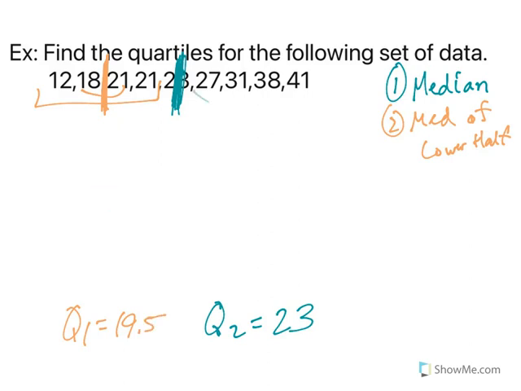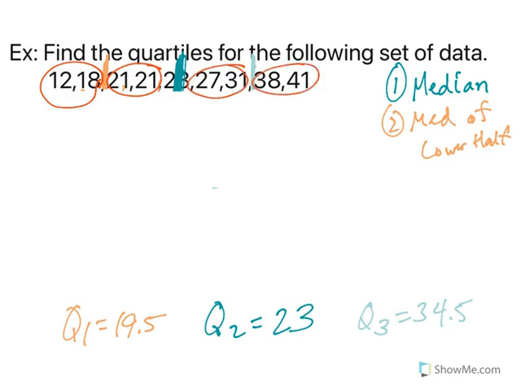And then I go to my upper half, again an even number. I'm going to take the average of 31 and 38, which, when you add those together, you get 69. You divide by 2, and you get 34.5. So Q3 is 34.5. Again, that cuts between those two numbers. Now when you're looking at this and saying, okay, I think I'm done, do I have the same number of values between all of my quartiles? I have 2, and then 2, 2, and 2. They're all equal, so I know that my quartiles are correct.